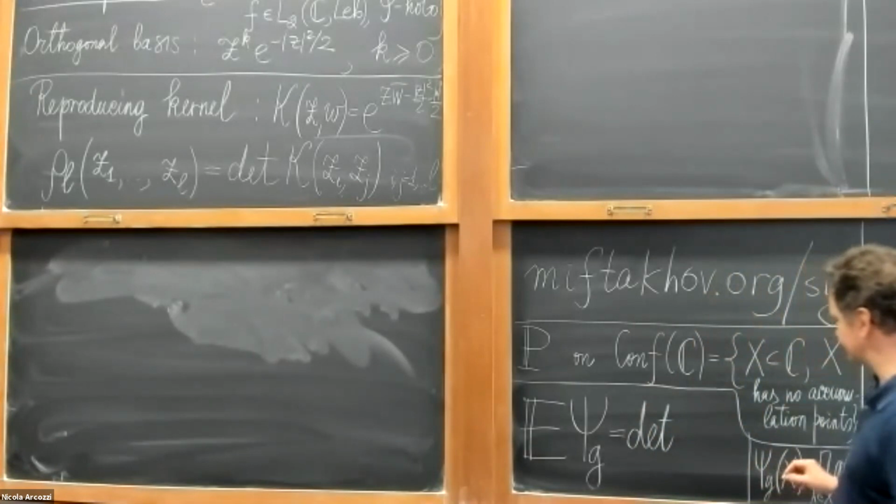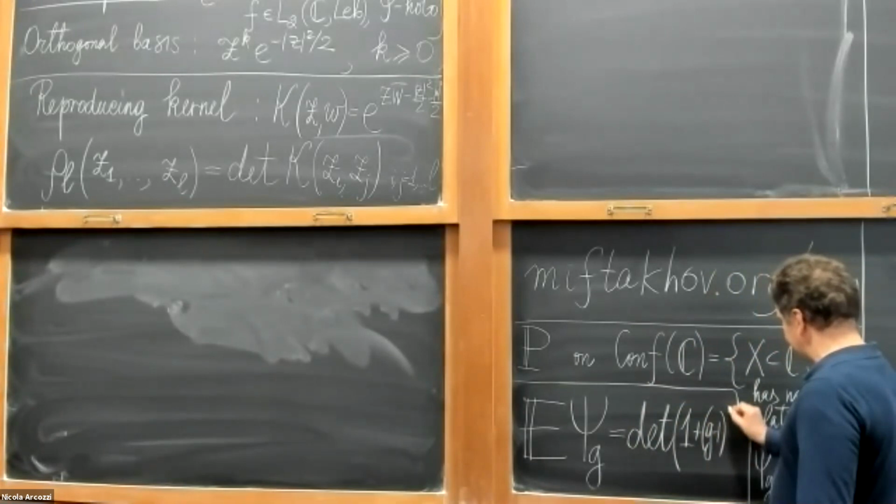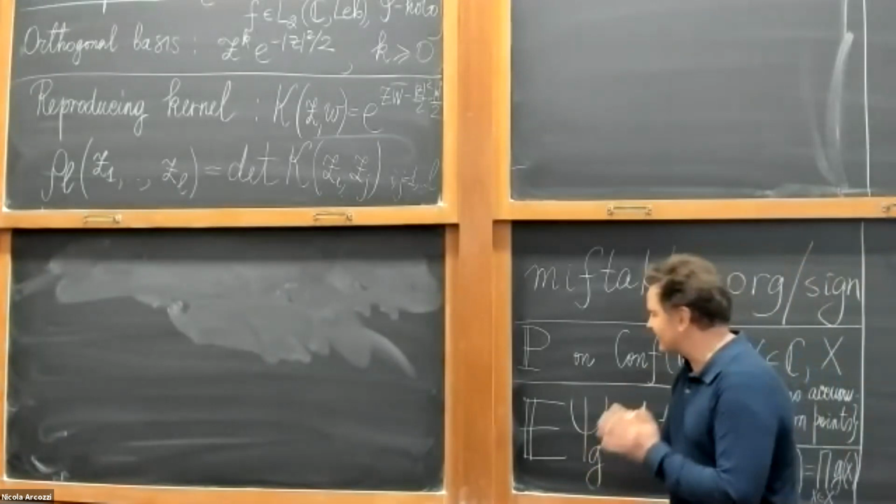So I have the expectation of the multiplicative functional, 1 plus g minus 1 to the k, as we wrote last time.